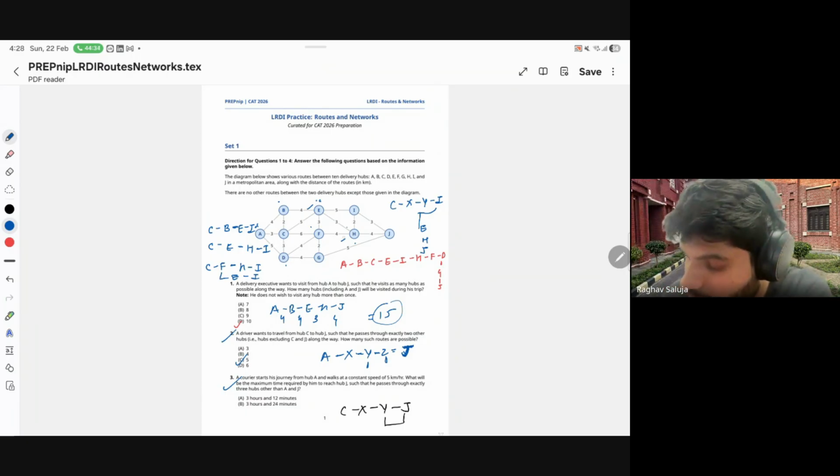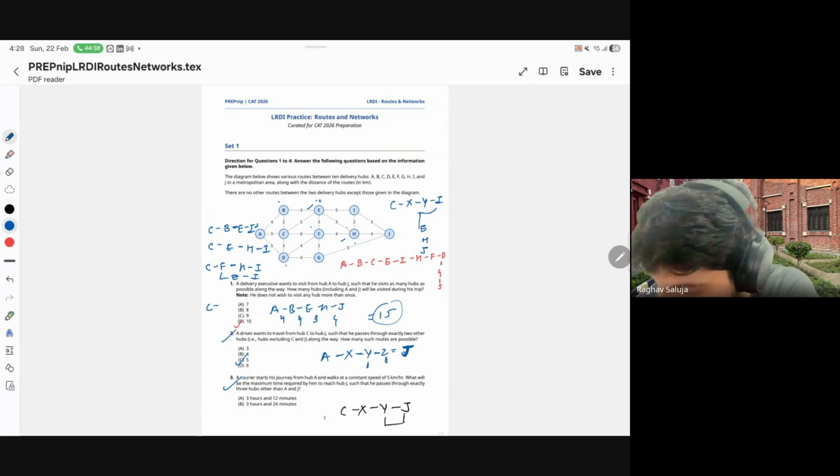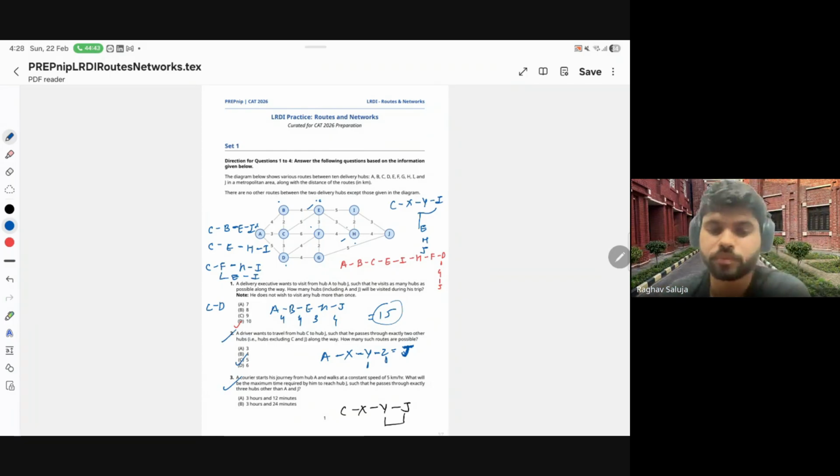From D, can I reach E, H or J? One more was D, but from D, can I reach E, H or J, or any of the neighbors of I? No. So there is no path possible. So only 4 paths are possible. Only 4.